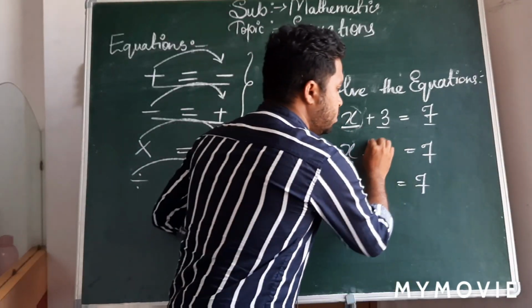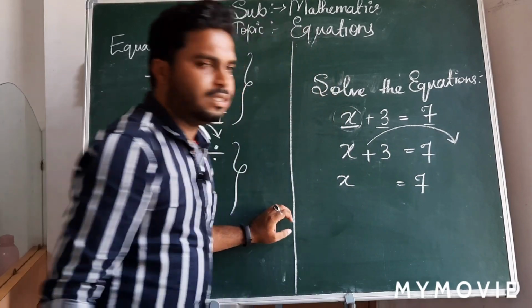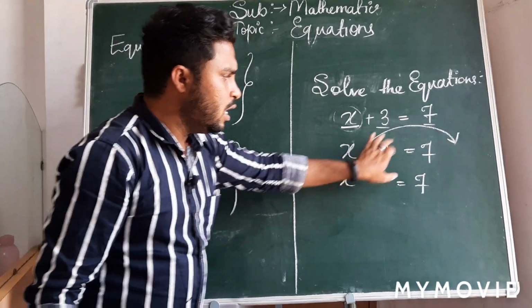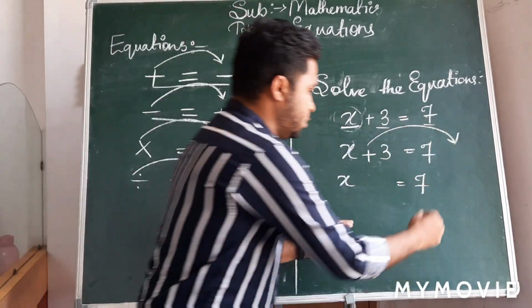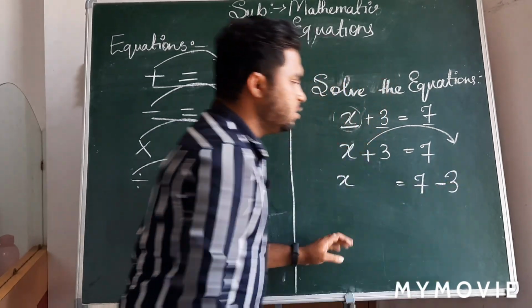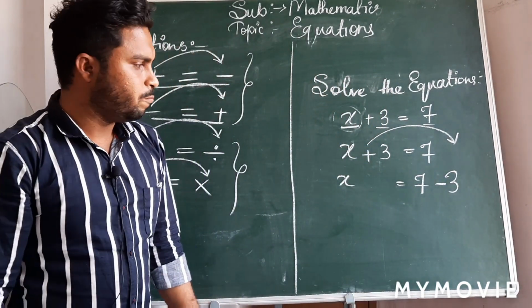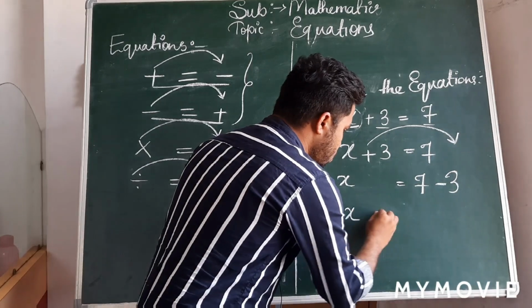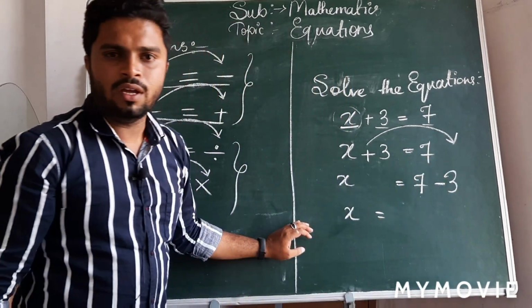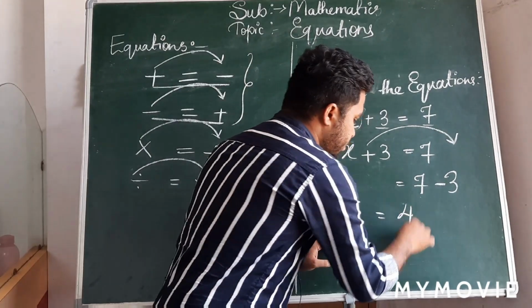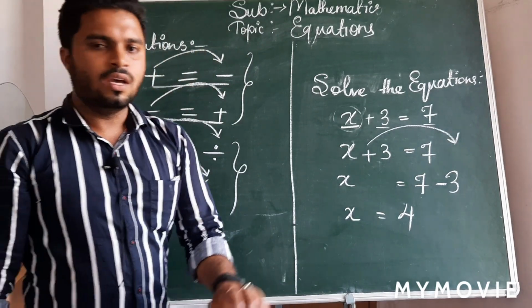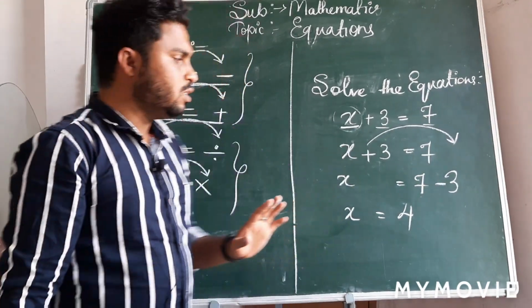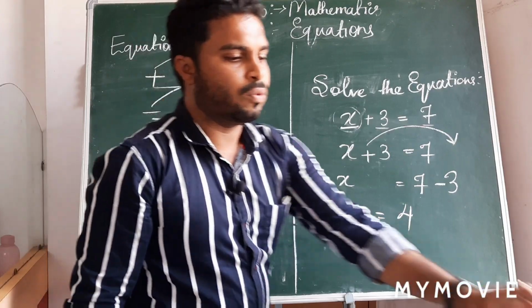This plus 3 will come to this side and this plus will become minus. So it is 7 minus 3. So x is equal to 7 minus 3, 4. I want to tell you one more thing, students, the fundamental operations.